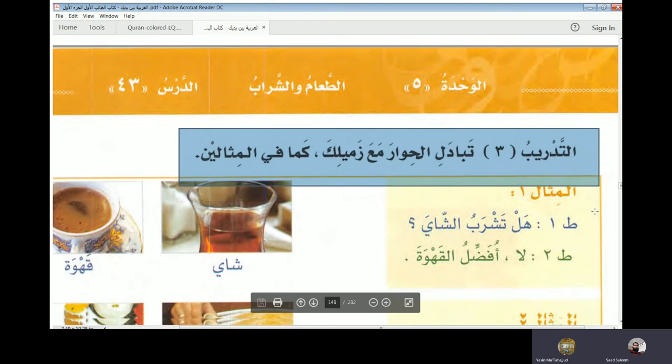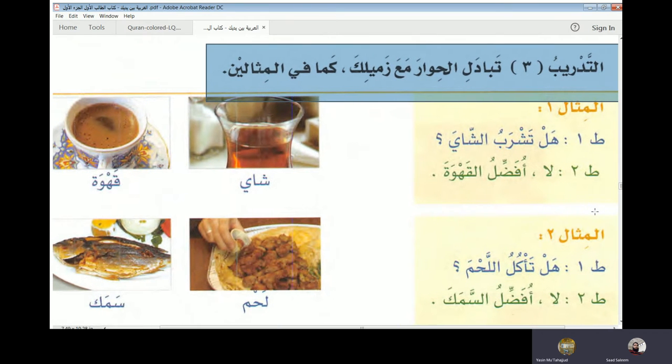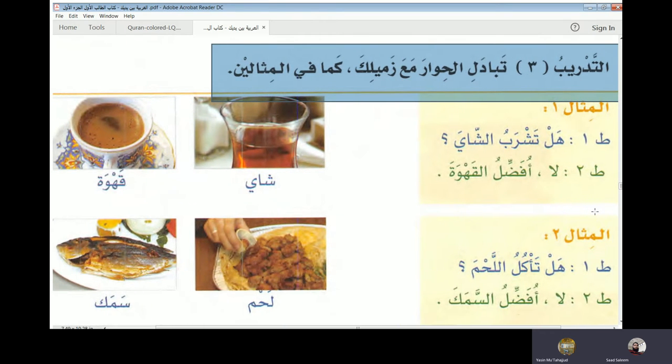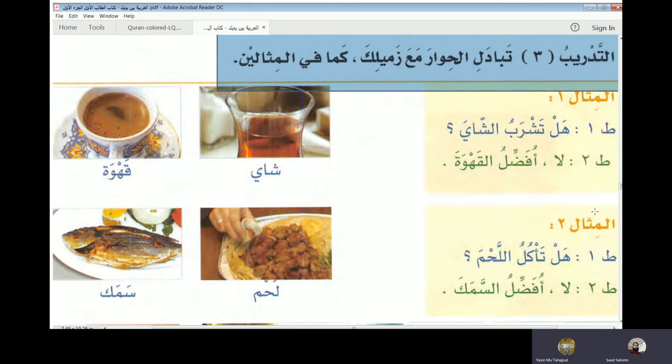The third exercise: exchange dialogue with your colleague like in the two examples. Exchange dialogue with a colleague like in both examples.